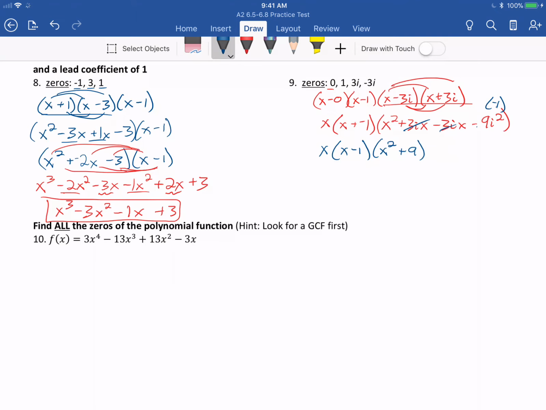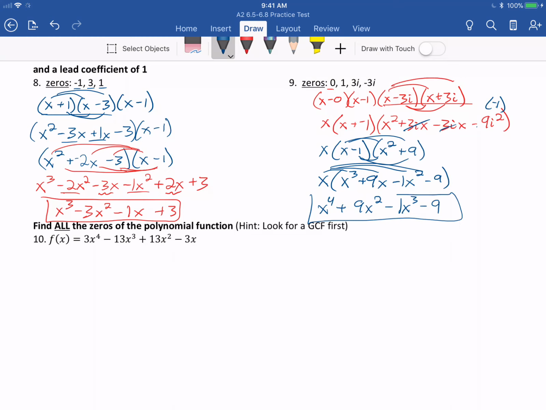And then now I have to FOIL these guys together. So I bring my x onto the x squared, the negative 1 on these guys. So I have x cubed. X times 9 is going to be plus 9x. Negative 1 times x squared is going to be negative 1x squared, and negative 1 times 9 is going to be negative 9. Okay, so now this last step is just to distribute that x into all these guys. So I have x to the 4th plus 9x squared minus 1x cubed minus 9. All right, so that is multiplying these guys out.